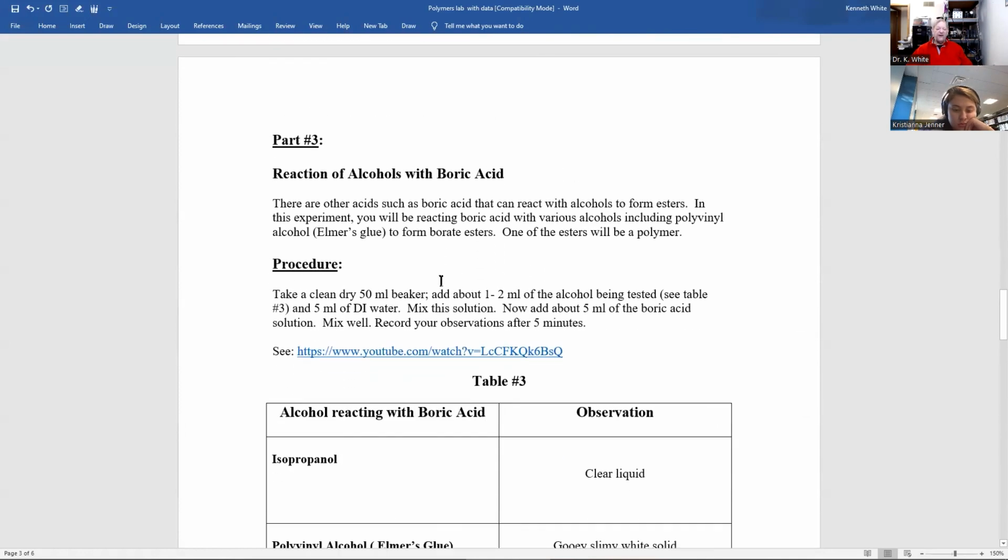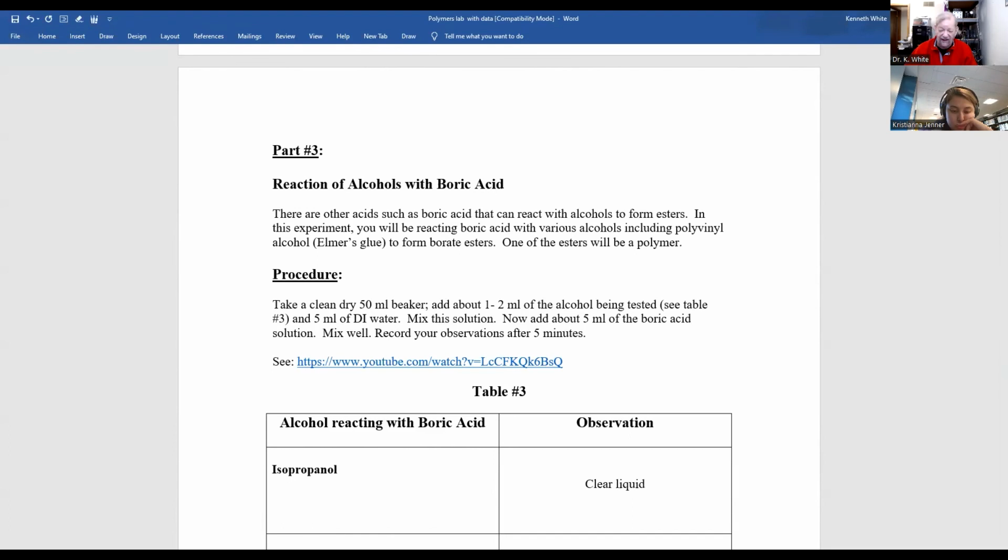Now, the last reaction is a reaction of alcohols with boric acid. Actually, we use sodium borate, but it's the same reaction. And that reaction makes what's called a borate ester, which I also have a patent in. I've worked a lot in the chemical industry, if you haven't figured that out yet.